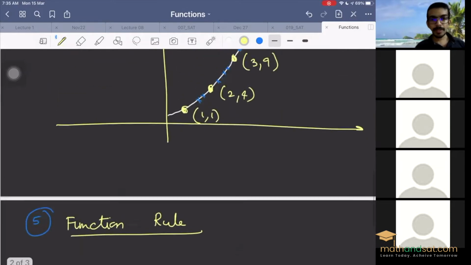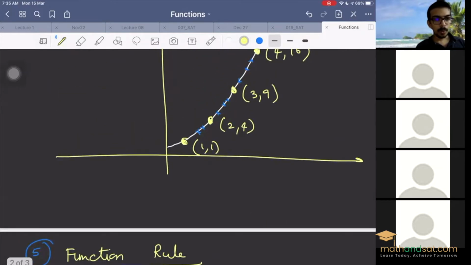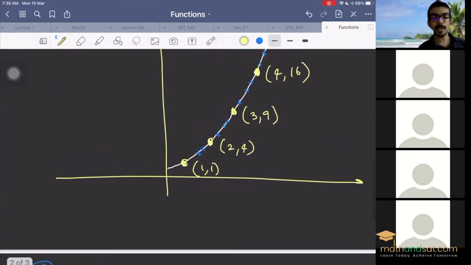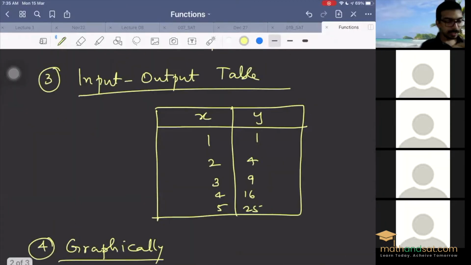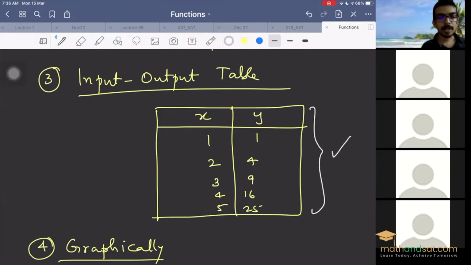In this case, the relationship between the input and output is represented using a function rule, and that is going to be an algebraic expression. For example, just by looking at the table, you know that the output is nothing but the square of the input. Do you understand from this table? The output is nothing but the square of the input.